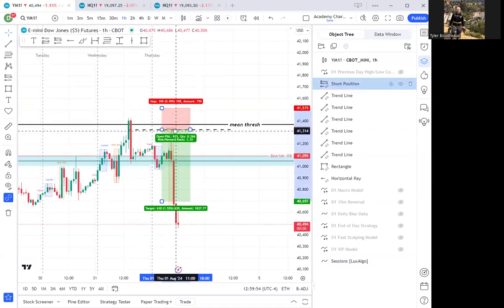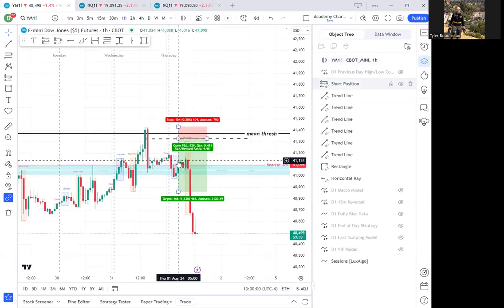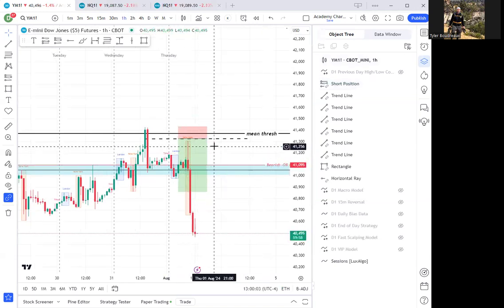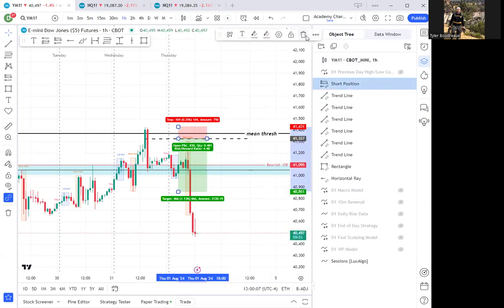So if you would have just set best case scenario right here at the mean threshold, stop at the previous daily low, you wouldn't have gotten triggered in. So that's why it is important to monitor these setups. And once you see a full rejection, because it's the same thing, guys.